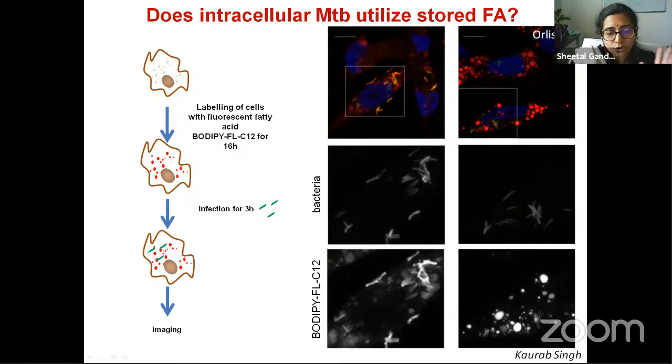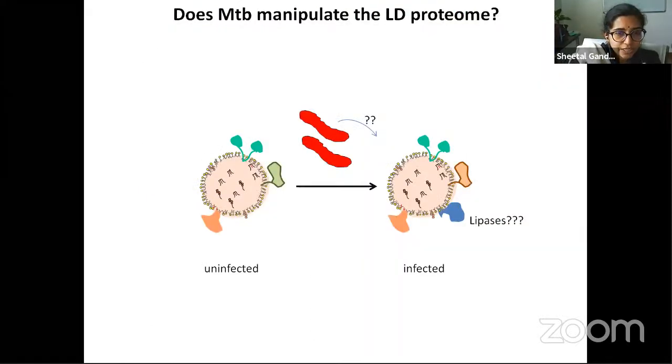Okay, so there are now two ways by which we've established that the triglyceride pool of the cell undergoes hydrolysis and that fatty acid is taken up by the bacteria. So now the question is, does MTB manipulate the lipid droplet proteome such that it can gain access to the fatty acids that are present in the lipid droplet? And what we were hoping to identify by asking this question are, what are the lipases that help in this process?